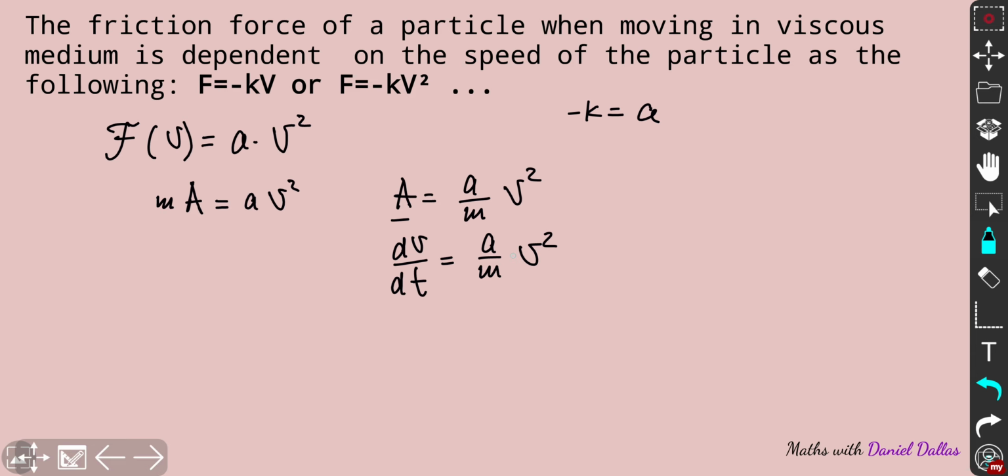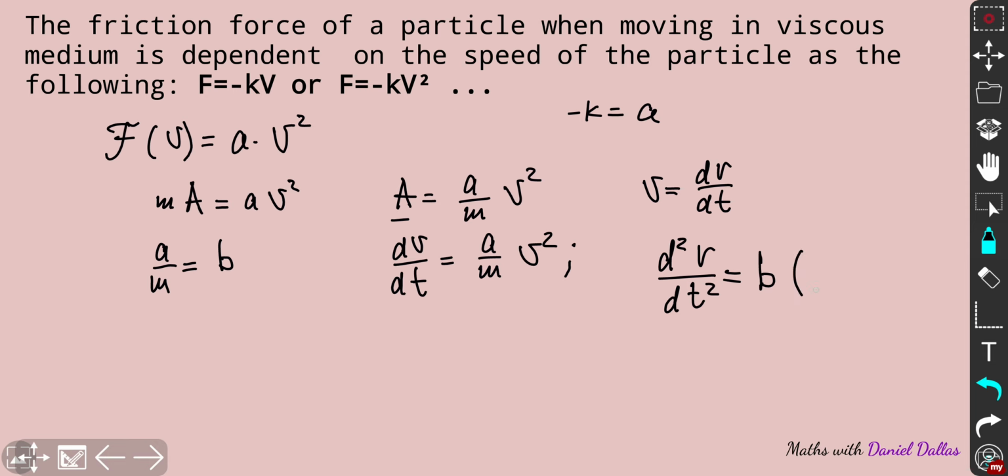Now let's set up the question. We want to find how the coordinate x, or position vector r, depends on time. We just remember that v is dr/dt, and we can set up the following differential equation. So d²r/dt² is going to be equal to some coefficient a over m. Let's set up a over m as the coefficient, let's say b. All right, so we'll get b times dv.